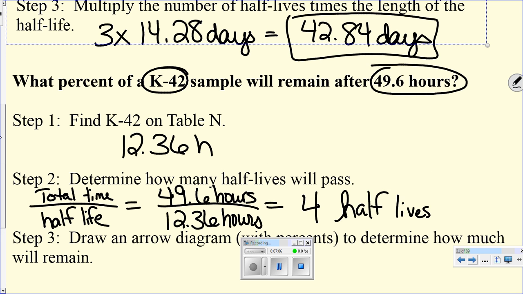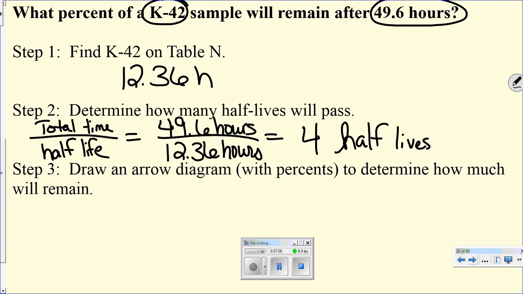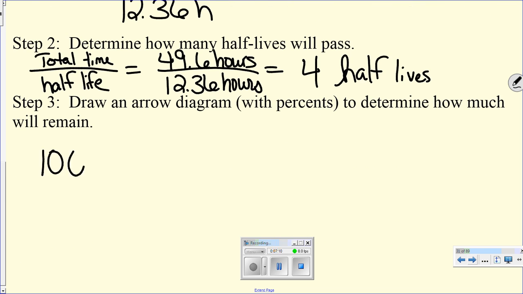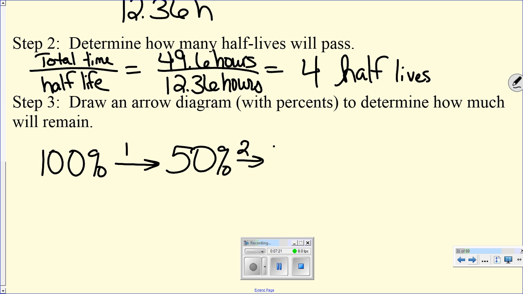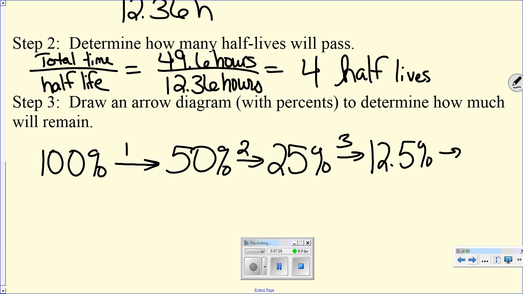This time we're going to do this with percent. They didn't tell us how much K-42 we're starting out with, so we can make an assumption that we have 100% of our sample to start with. And we need to decay this 4 times. Decay number 1 gets us down to 50%. Decay number 2 down to 25%. Decay number 3 gets us down to 12.5%. Decay number 4, which is our last decay, will get us down to 6.25%.